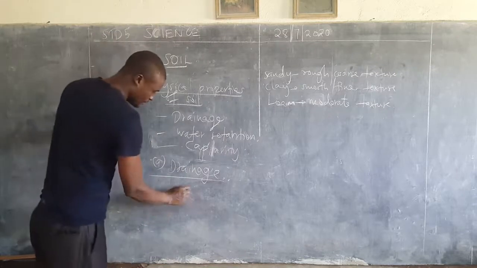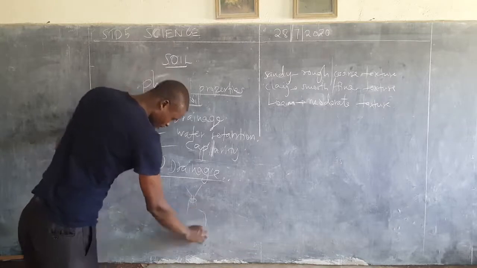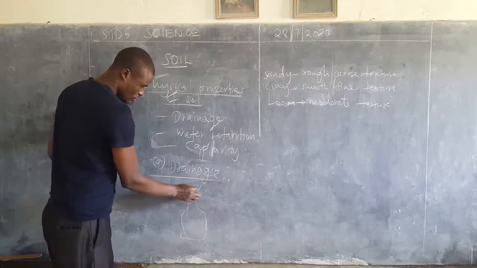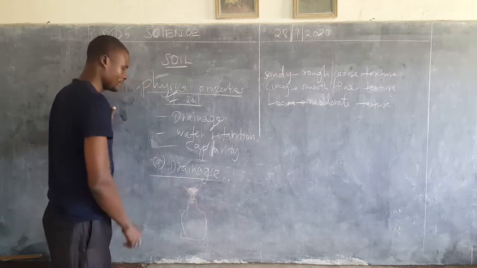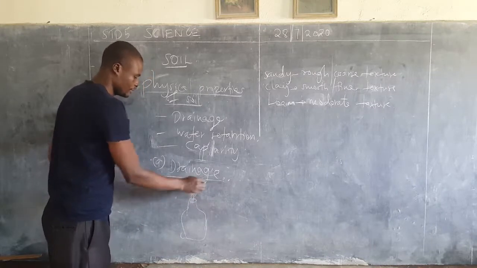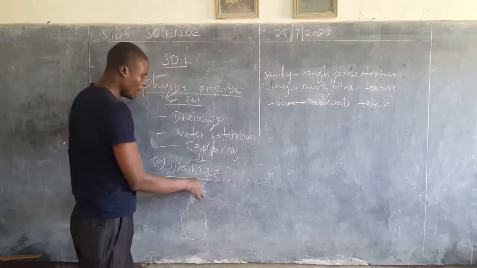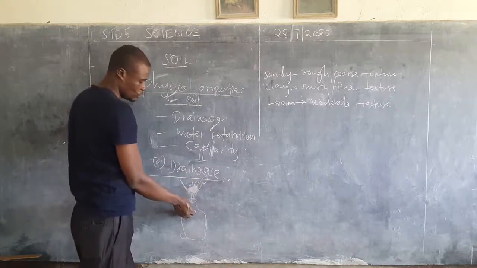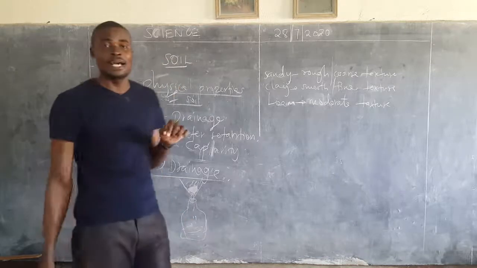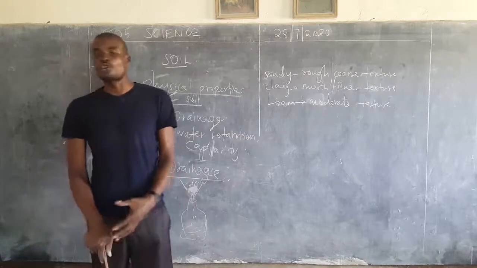Like you can have a funnel here and a bottle of water somewhere, and then you pour some soil here, maybe clay soil. As soon as you put water inside this funnel, the process by which this soil allows that water to pass through it into the bottle here, that process is known as drainage. The ability of the soil to allow water to pass through it.